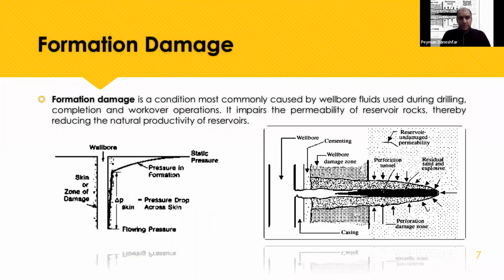And what is formation damage? Formation damage is a condition most commonly caused by wellbore fluid used during drilling, completion, and workover. Guys, formation damage is an illness, okay? When the well has formation damage, it means that a man or a woman got sick. So the doctor should cure them with some medicine, okay?